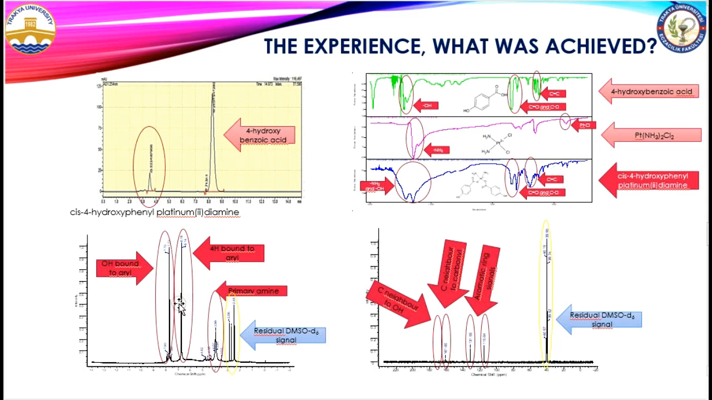acid. Hydroxy proton bound to aryl can be seen at 7.8 ppm, and protons bound to the aryl structure can be seen at 6.7 ppm. Primary amine proton was detected at 4 ppm, as can be seen here, and this belongs to the residual DMSO signal.